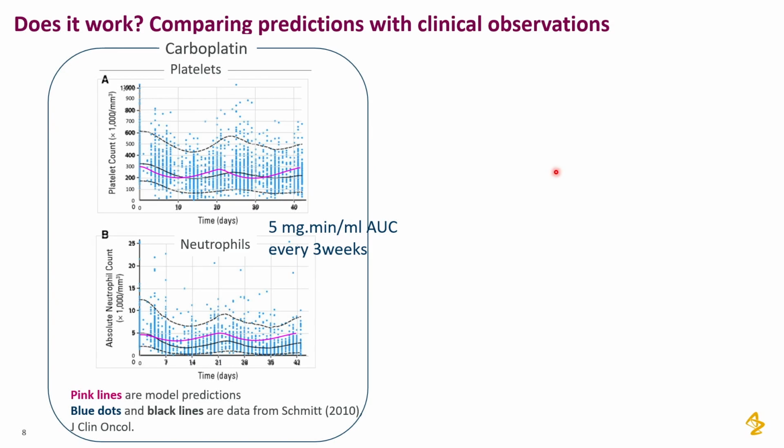So does it work? That's the big question here. So far it seems it does. This is an example that Rhiannon has already shown with carboplatin. So platelets, neutrophils, our prediction is the pink line, and the observations are the blue dots, and the black lines are the average and the standard error of the observations.